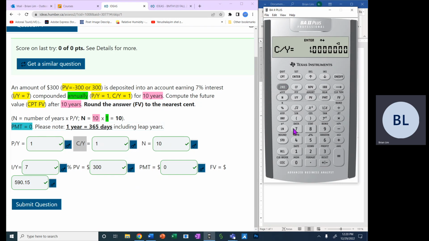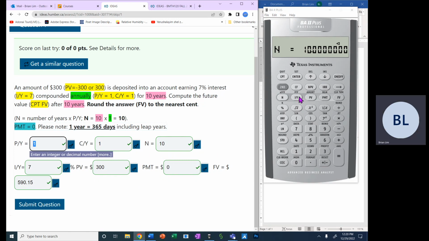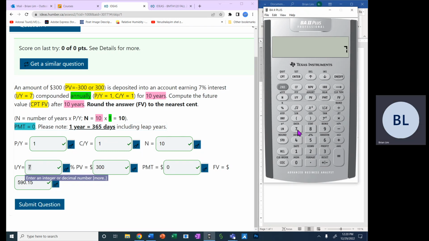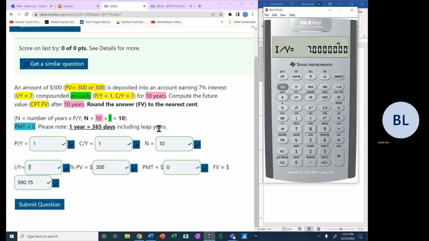And I could either click on second CPT or click clear twice. All right. The value for N, I go to the number of years, remember. So there we are, 10 years. So I go and I click on 10. And I click on second N, and it's multiplied by PY, which in this case was 1. So that is correct. The IY value, I enter it by clicking on the number 7 and click on IY. Present value, it's there, 300. So I click on 300. And I click on PV.